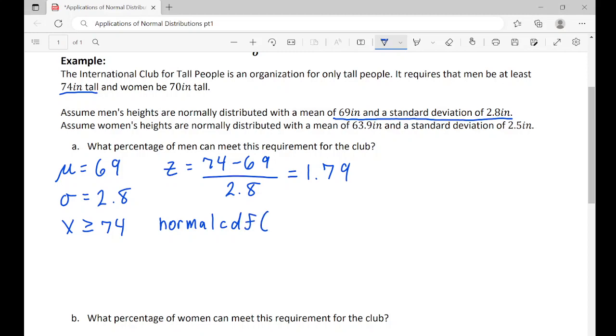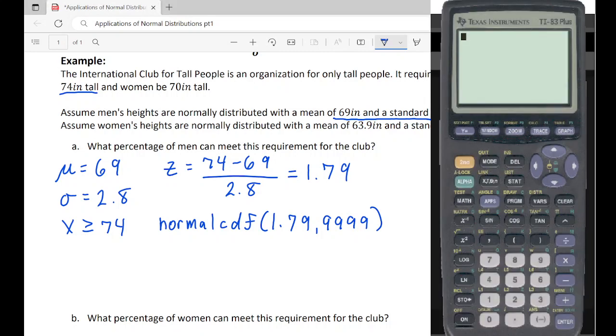We have to type in our lower bound and our upper bound. In this case, our lower bound, as low as we can go, is going to be 1.79, and our upper bound is going to be some arbitrarily large number. So we can just say 9999, and that'll be good enough. For those who have a TI-84, it's going to prompt you for mu and sigma, but you can just leave those as 0 and 1. But if you have a TI-83, like what we're going to be using here, it's not going to prompt you for mu and sigma. It's just going to ask you for the bounds.